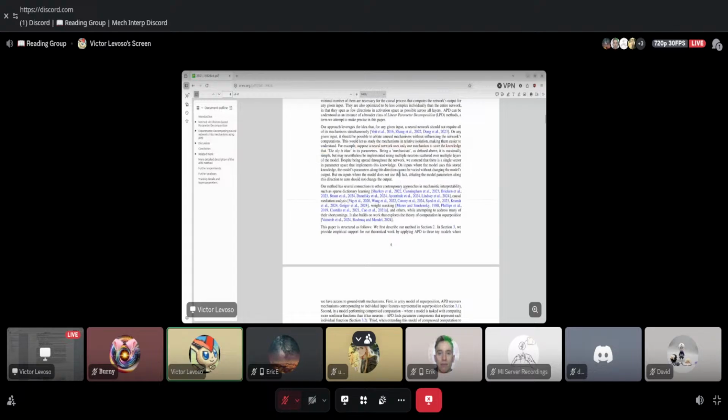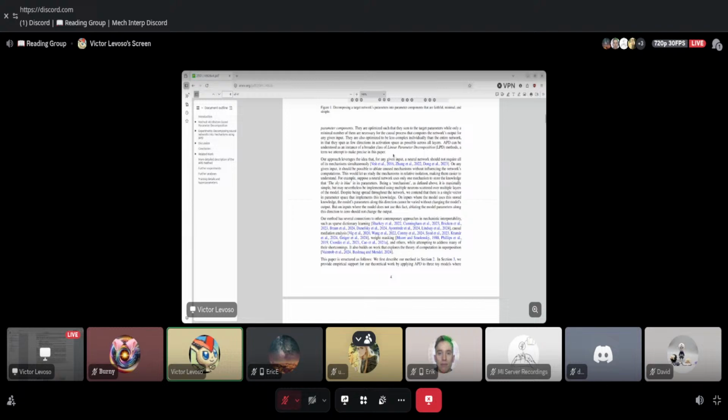is for its parameters. Yeah, so for any given input, a number should not require this mechanism simultaneously, which makes sense.